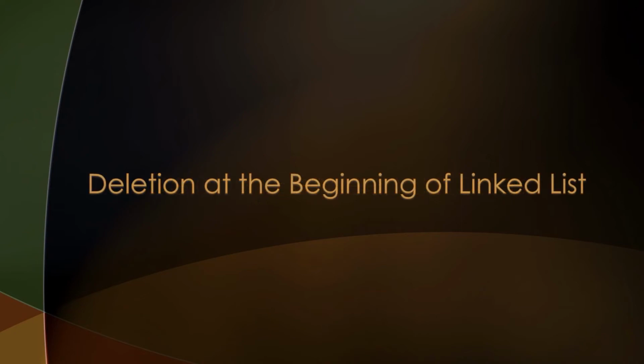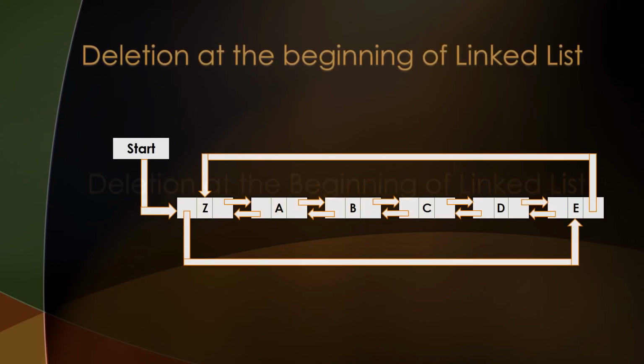Moving forward, we'll start with deletion at the beginning of a linked list. So this is how we had left the linked list in the previous example after inserting the node Z at the beginning of a linked list. Now we'll delete this node Z from the beginning of the linked list.